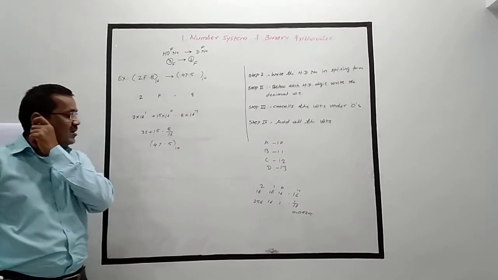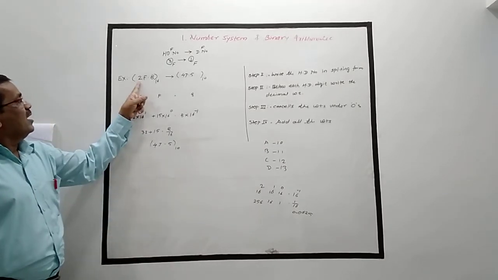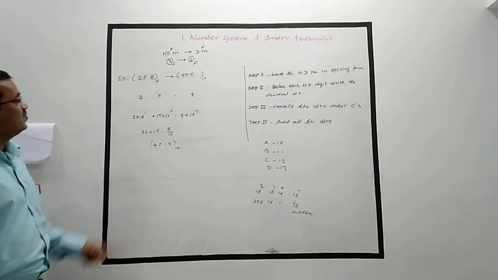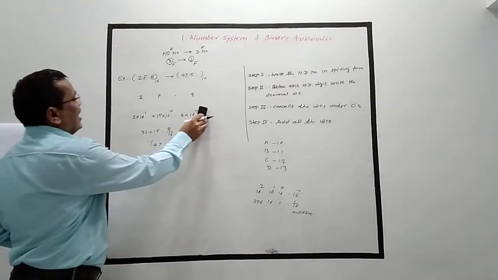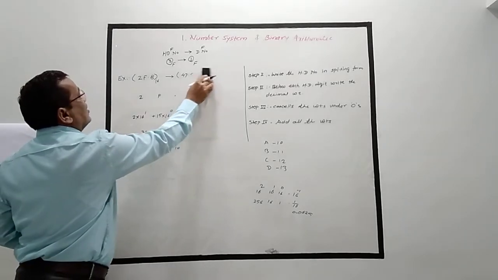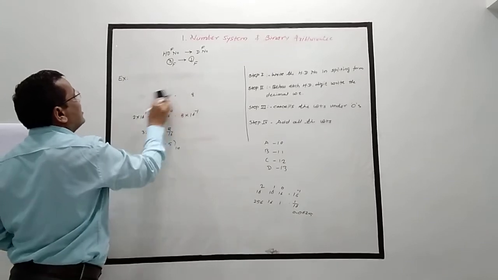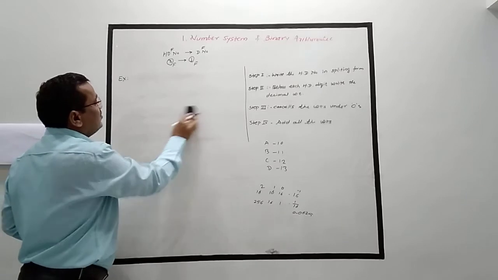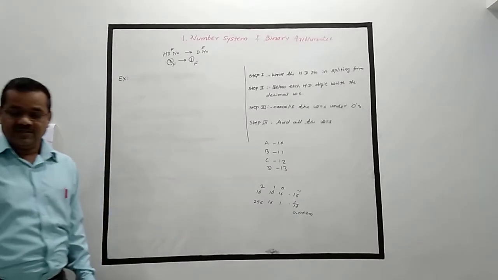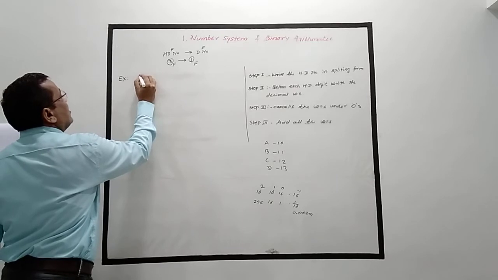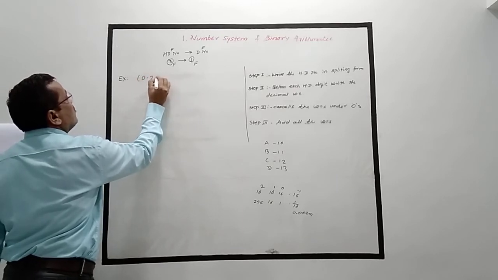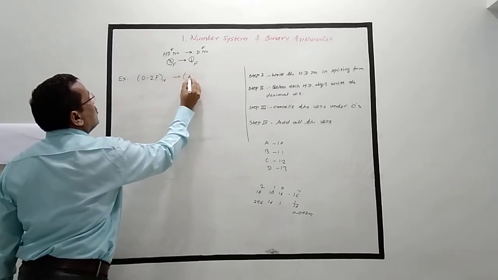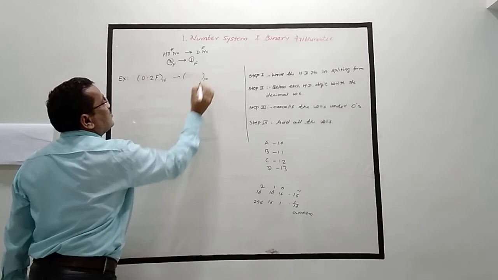This is the conversion of HD fraction to the decimal fraction. Now next number, we can take another example of HD fraction to the decimal fraction. The example will be like this: 0.2F. 0.2F of hexadecimal is converted into decimal number.